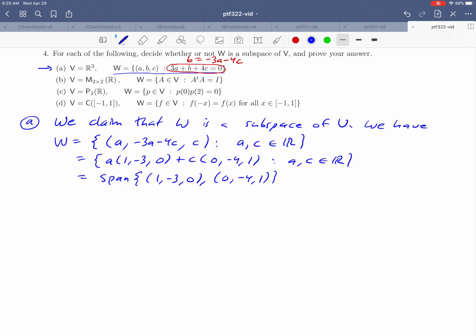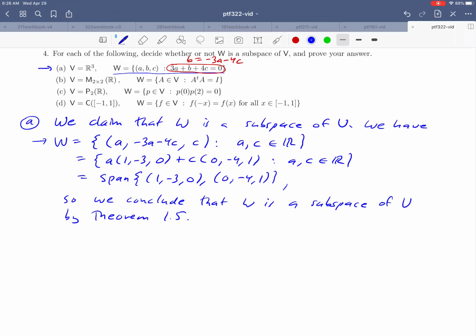Now we just need to find the theorem that says that if you can express a subset as the span of a set of vectors, it's automatically a subspace. We don't even need to check the properties. If you look back on your theorem list, you'll discover that that's what Theorem 1.5 says. So we conclude that W is a subspace of V by Theorem 1.5. And that's part A.